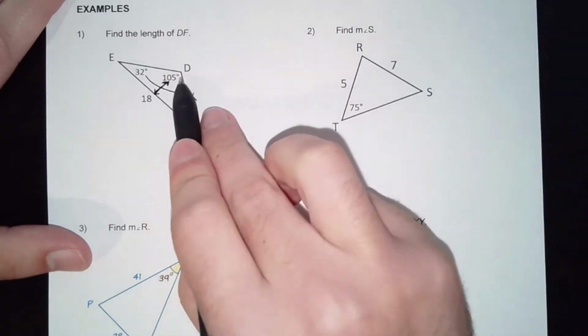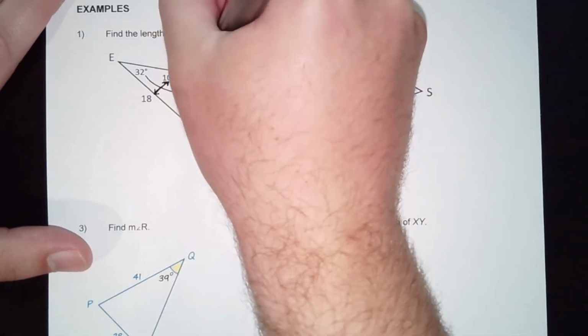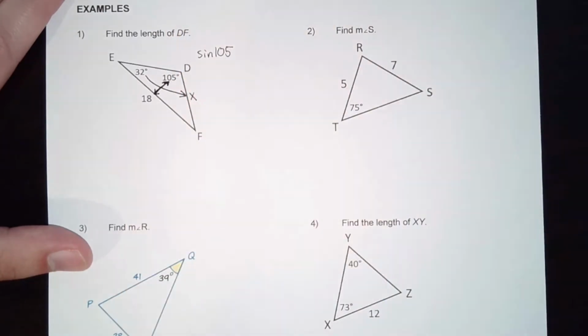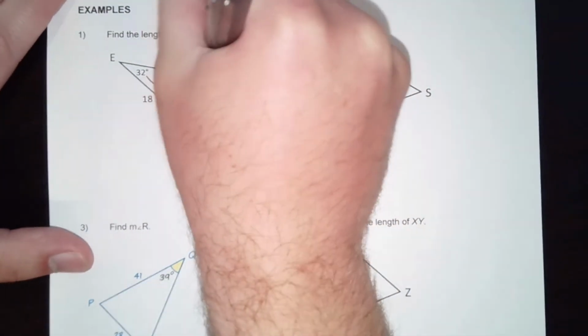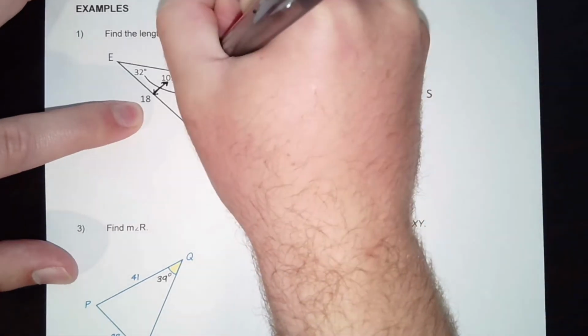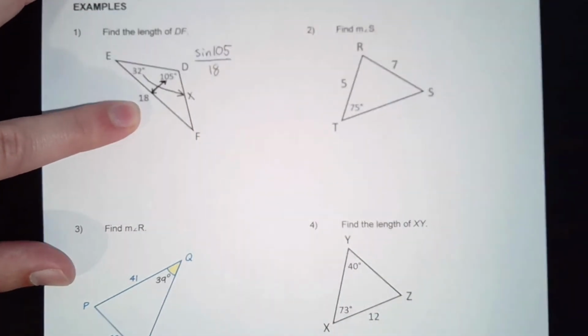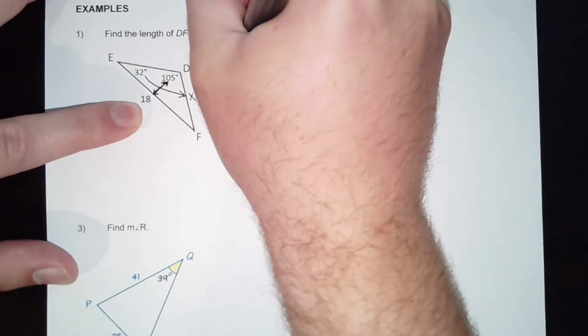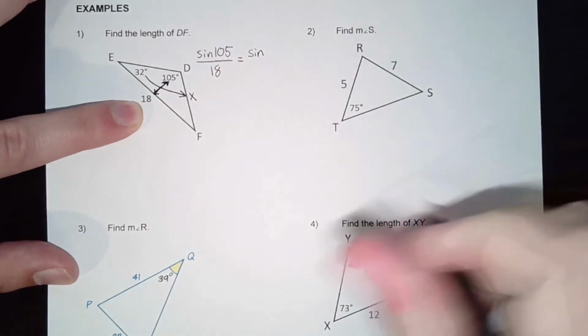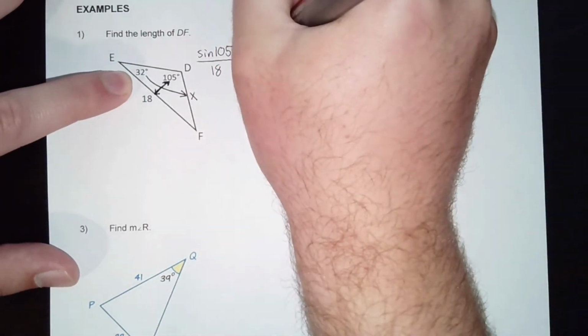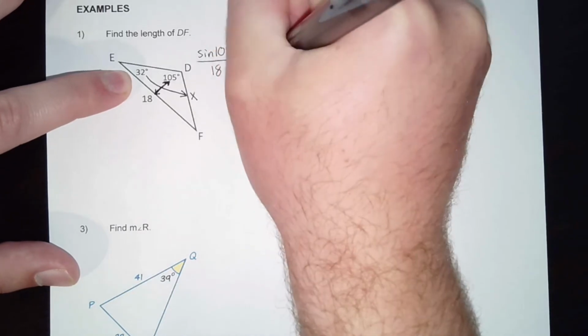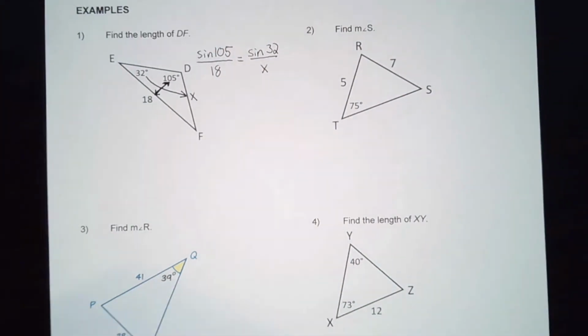I'm going to always start with my complete pair. So I'm going to start here with the sine of my angle, which here is 105, so sine of 105, divided by my side length, which is 18. I'm going to set that equal to another fraction with the sine of an angle. Here I'm going to use the other angle, which is 32, divided by the side across from it, which is the one I don't know, which is x.